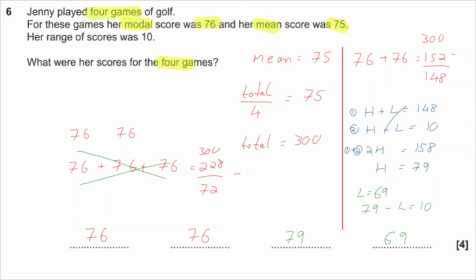Okay, let's check it makes sense. Is the modal score 76? Yes, it is. It occurs the most. Is the mean going to be 75? It is. If you add these together and divide by 4, you're going to get 75. And is the range 10? Well, the smallest is 69, the biggest is 79. Yeah, the range there is definitely 10. So these are my numbers. Quite a nice question actually, that one. 4 marks in the bank.